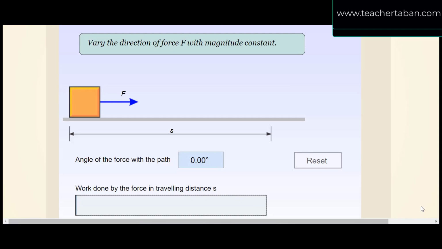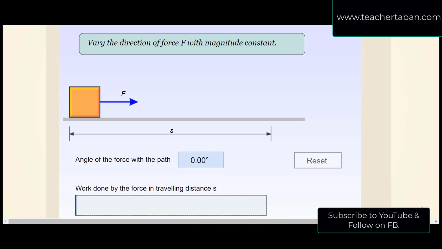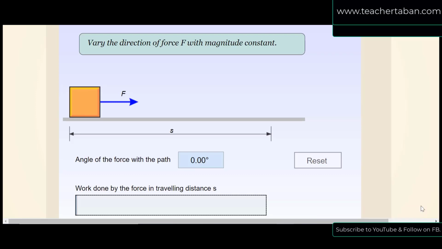So from that video there you can see that work is only done when a force moves an object from one point to another, and two factors here affect the work done. That is the magnitude of the force, and the distance traveled. If the force is not pointing in the direction of the distance, then the work done reduces in size.